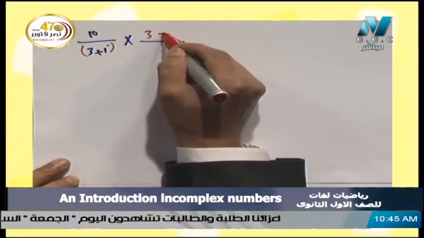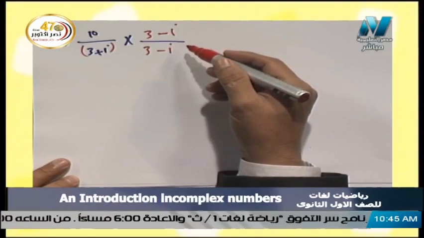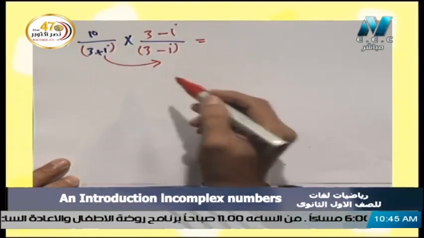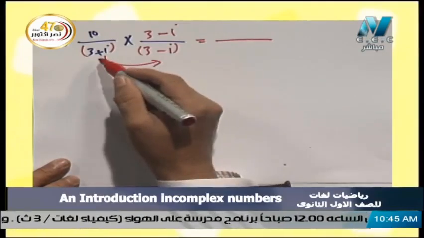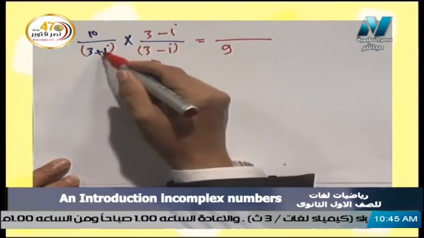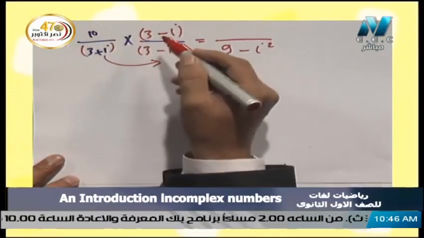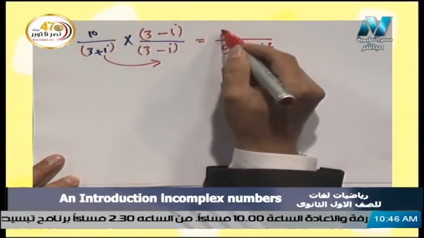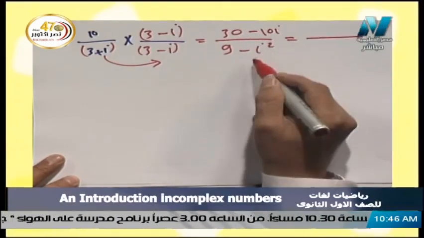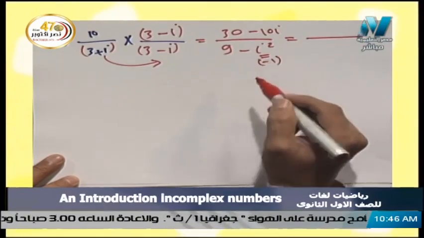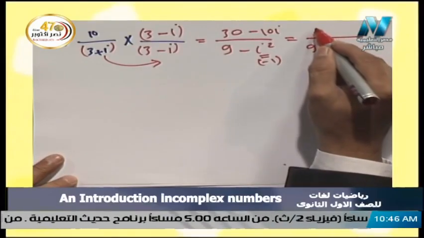Let's see, 3 minus i and also 3 minus i. It's like multiplying by 1. If we multiply denominator by denominator, we know that this number is the conjugate of this number, so directly we multiply 3 by 3 equals 9. i multiplied by negative i equals negative i power 2. And multiply 10 by 3 minus i: 10 multiplied by 3 equals 30, and 10 multiplied by negative i equals negative 10i. Look carefully at the denominator now. i power 2 means negative 1. So 9 minus negative 1 is 9 plus 1. And this part stays as it is, 30 minus 10i.